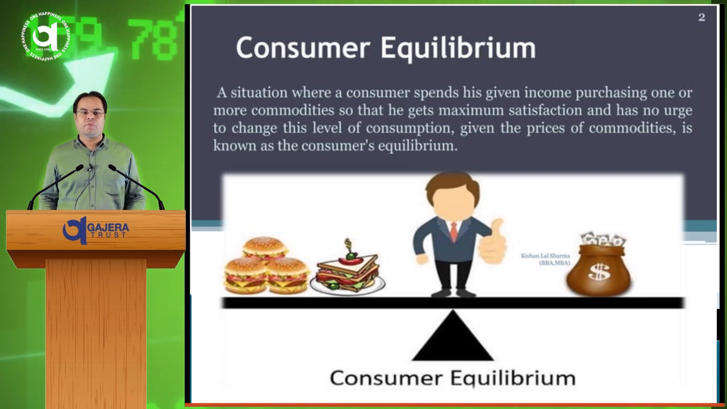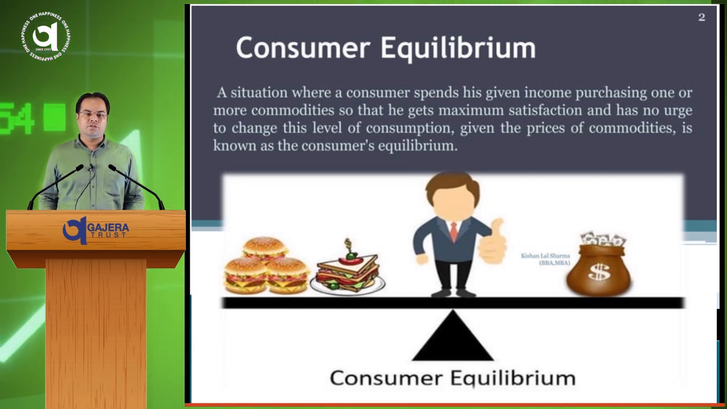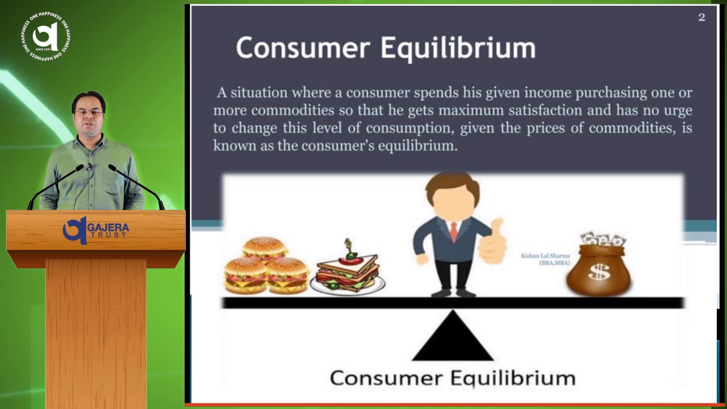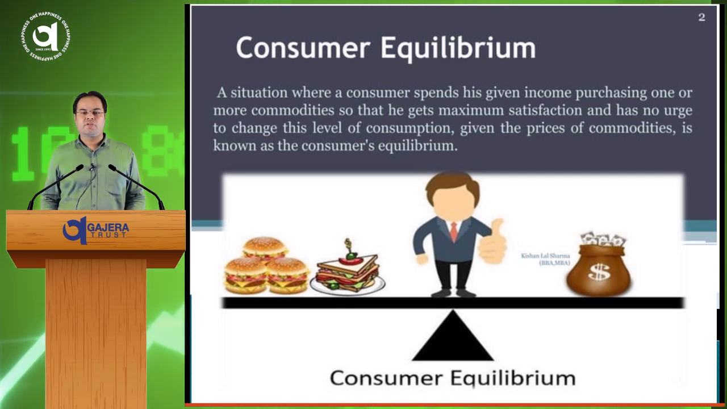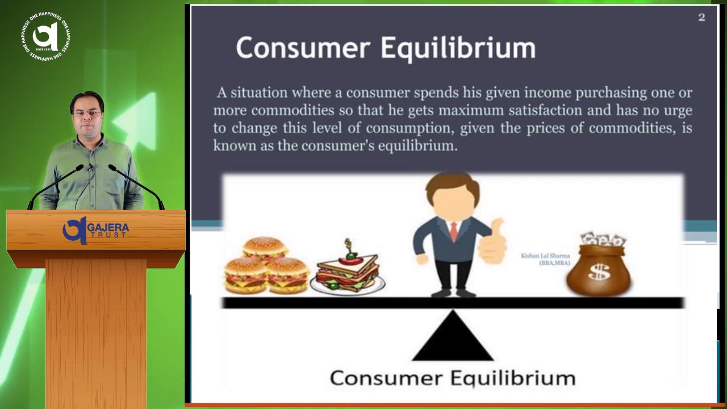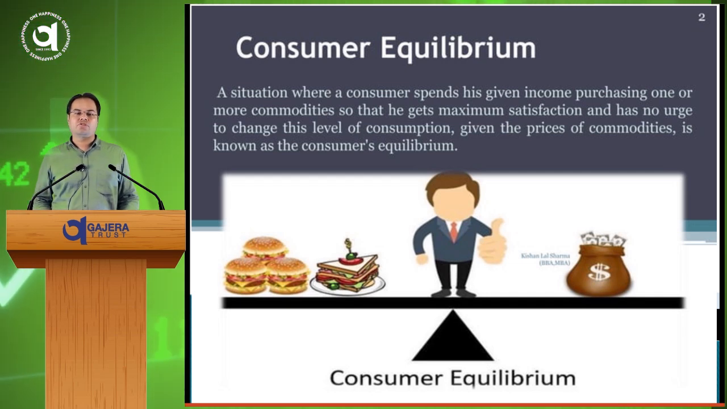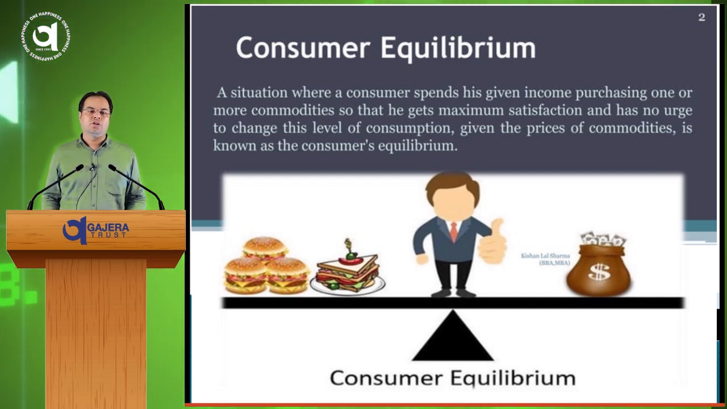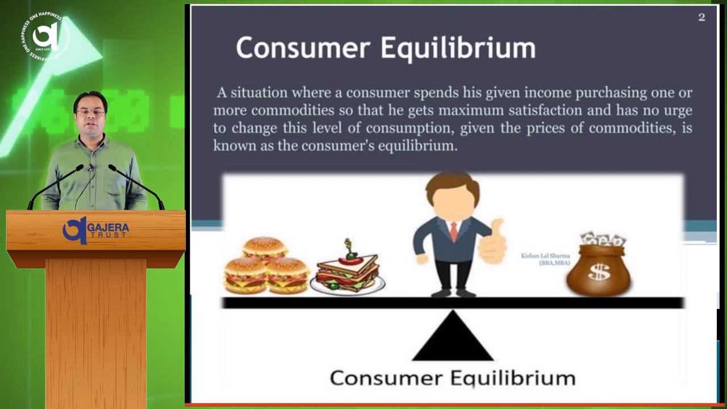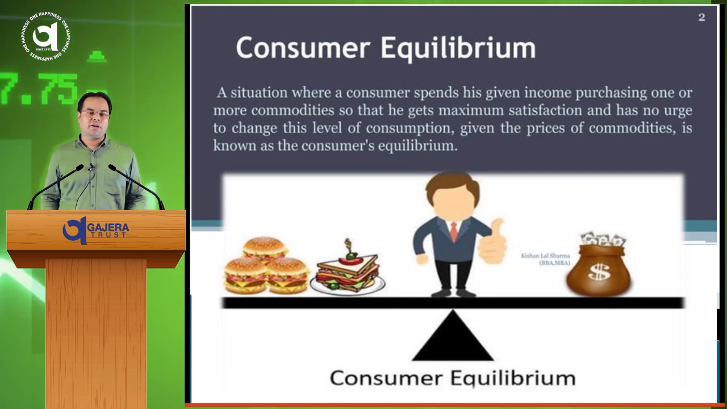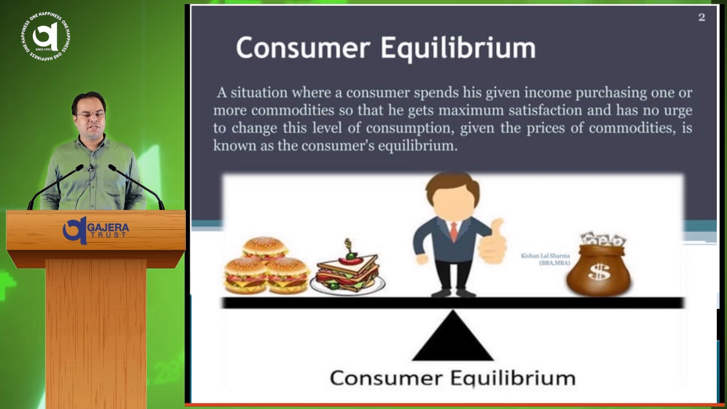So first of all, what is a consumer? A consumer is a person who purchases something, who buys something, right? When a consumer spends his given income on some commodity, it may be one commodity or more than one. Why? So that he or she may get maximum satisfaction from utilizing that commodity, given that the price of the commodity is given in the market, and with that price and the paying capacity of the consumer, he is getting the maximum satisfaction.